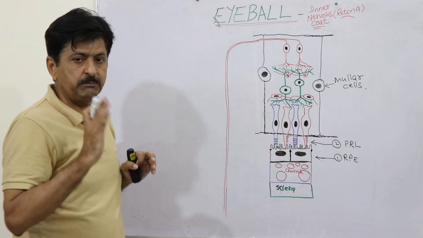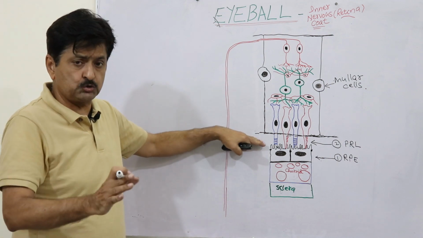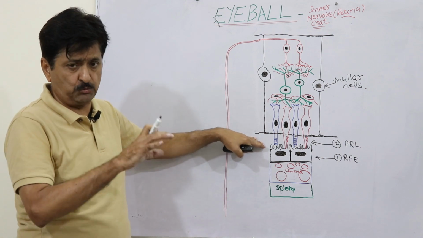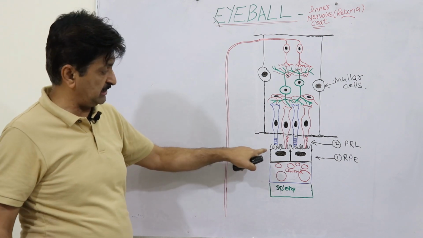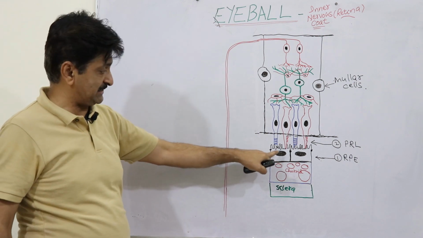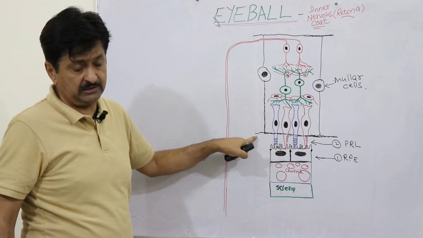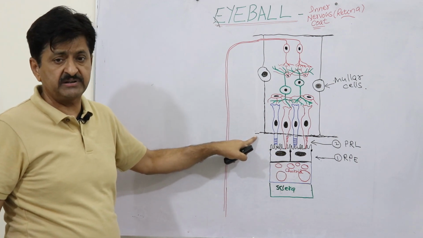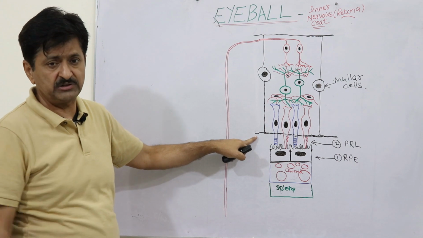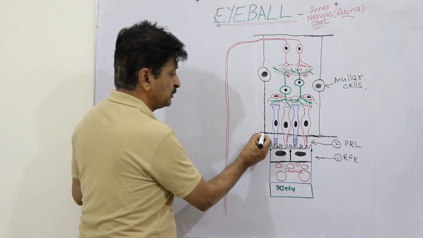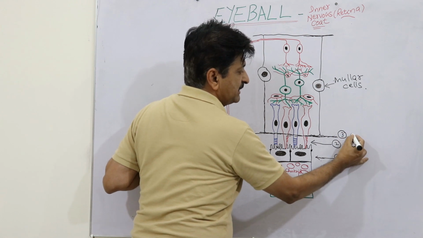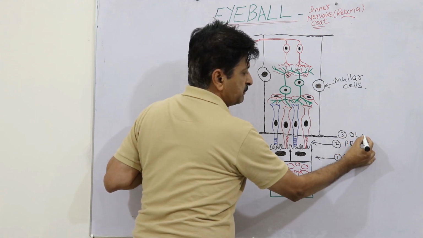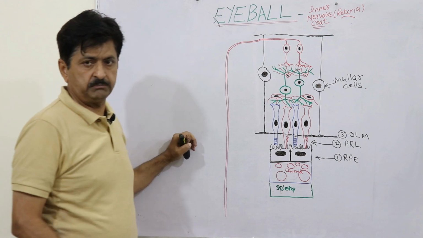And that is called the limiting membrane. And that limiting membrane is also maintaining, to some extent, the blood retinal barrier. In addition to the retinal pigmented cells' tight junctions, this is another contribution for the outer blood retinal barrier, that is called. But if you are actually looking at this, this is the third layer. This third layer is called outer limiting membrane, OLM.